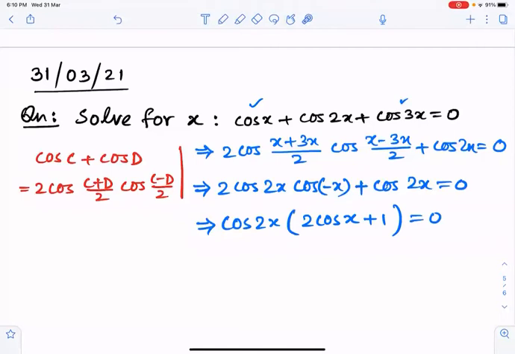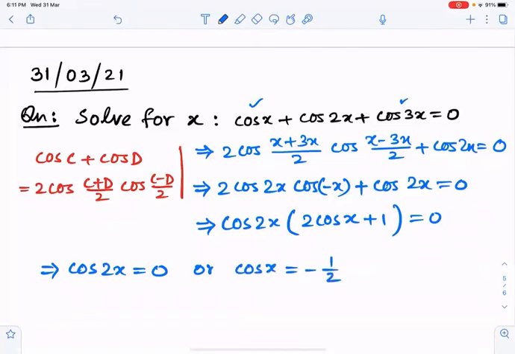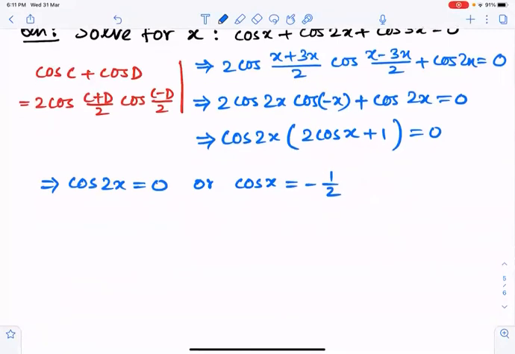So now আমাদের কাছে দুটো ফ্যাক্টর আছে, এটা একটা ফ্যাক্টর, এটা একটা ফ্যাক্টর, প্রোডাক্ট অফ দ্য ফ্যাক্টর ইজ 0, তাহলে আমরা বলতে পারি যে কোনো একটা ফ্যাক্টর 0. So therefore, cos 2x equal to 0 or cos x equal to minus half. Right? Cos 2x equal to 0 means we can now apply the direct formula, that is 2x equal to (2n plus 1) pi by 2, that is the general solution.